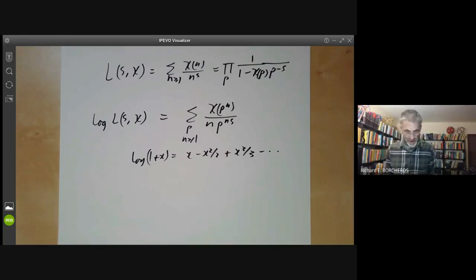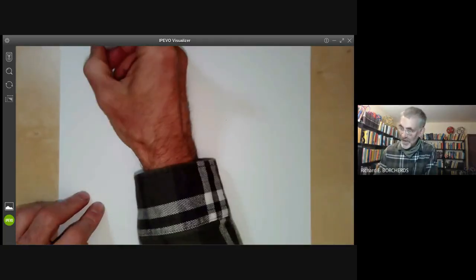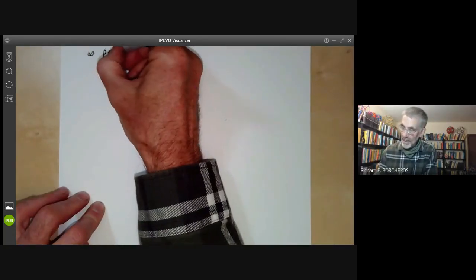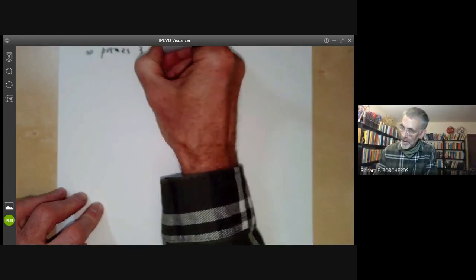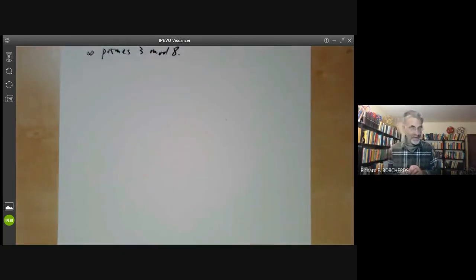Now we're going to use that to prove Dirichlet's theorem. Well, actually, what I'm going to do is I'm just going to prove Dirichlet's theorem in a special case. We'll prove that there are infinitely many primes that are 3 mod 8. And you'll be able to see that most of this proof goes through for any other arithmetic progression.